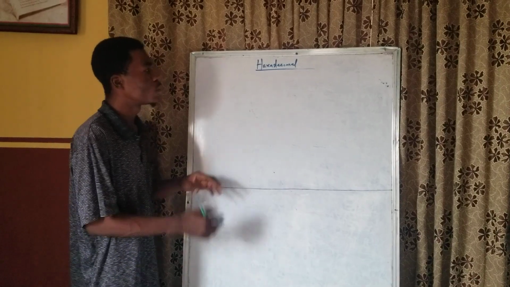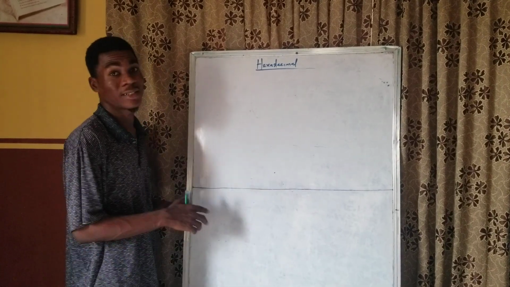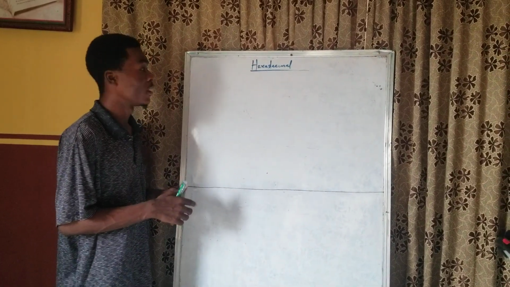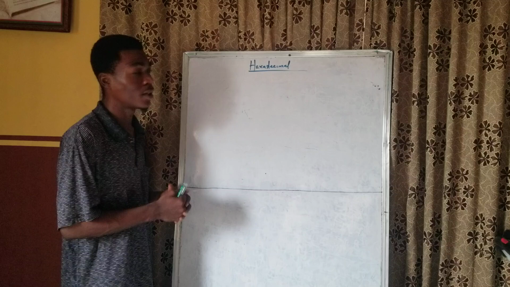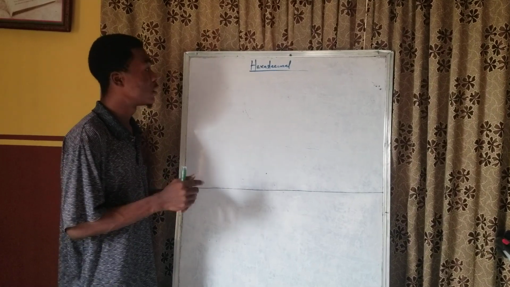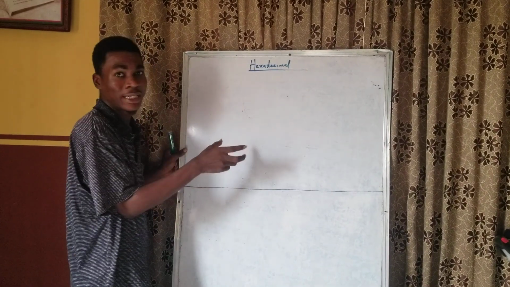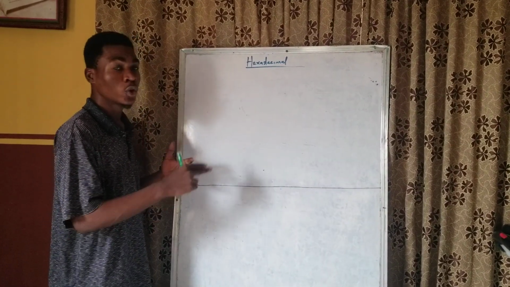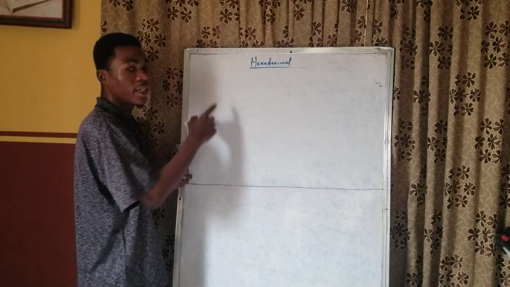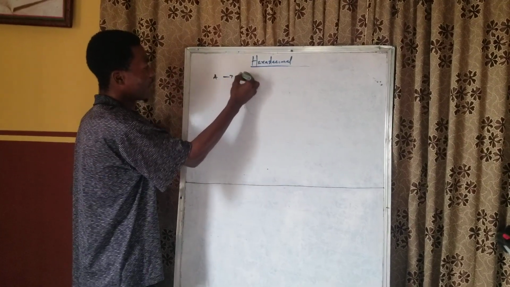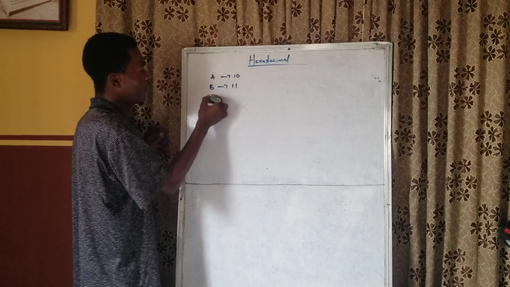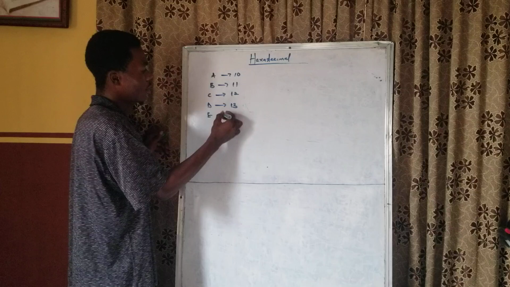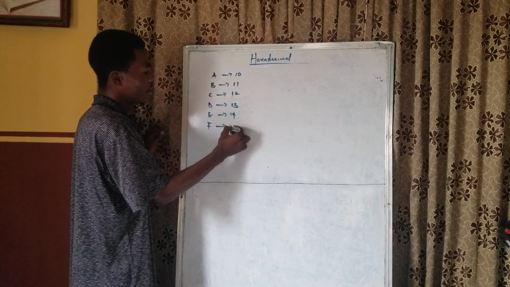Hey everyone, we'll still be dealing with the continuation of hexadecimal. In our last class, we talked about addition and subtraction in hexadecimal. Before that, the first thing we talked about was understanding what hexadecimal is. Hexadecimal comprises 16 digits, which are 0 to F, where the value of A is 10, B is 11, C is 12, D is 13, E is 14, and F is 15.